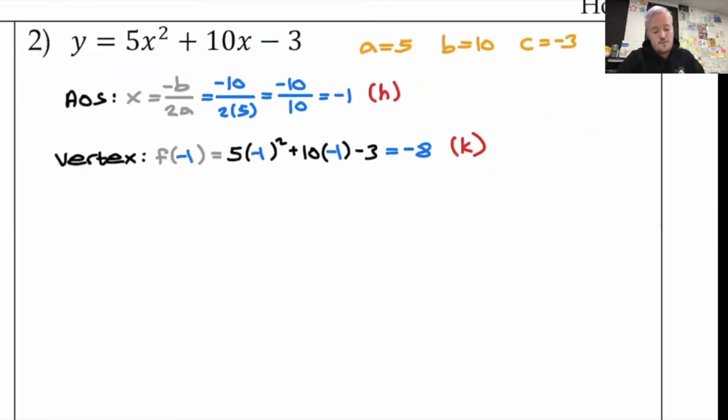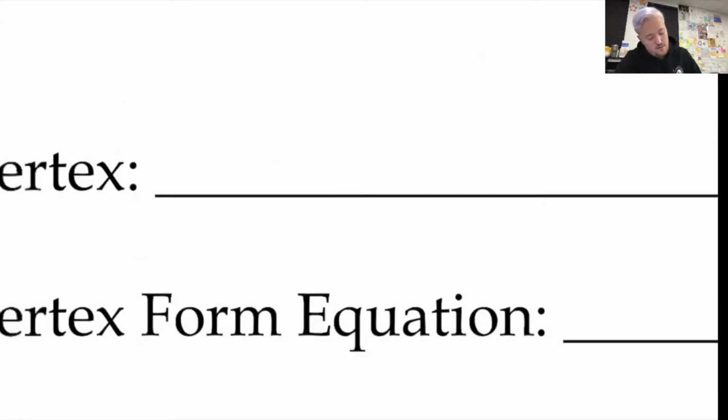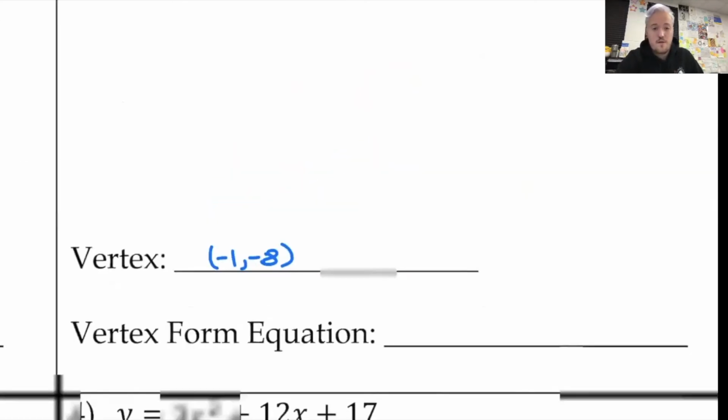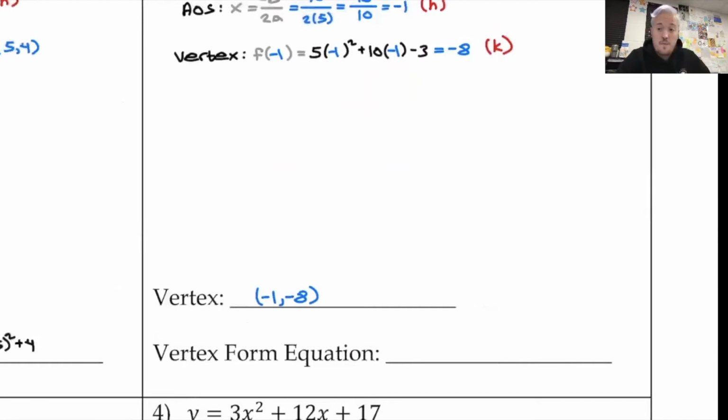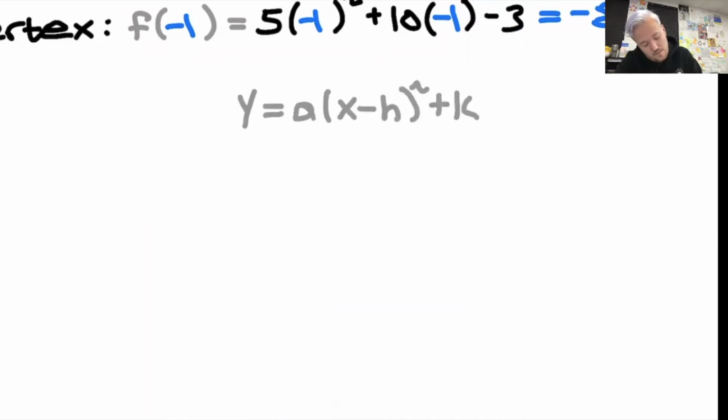All right, so I'm going to write my vertex real quick. So I know my vertex is going to be -1, -8. So -1, -8. All right, so now I am going to write it in vertex form. So I'm going to have y equals a parentheses x minus h all squared plus k.